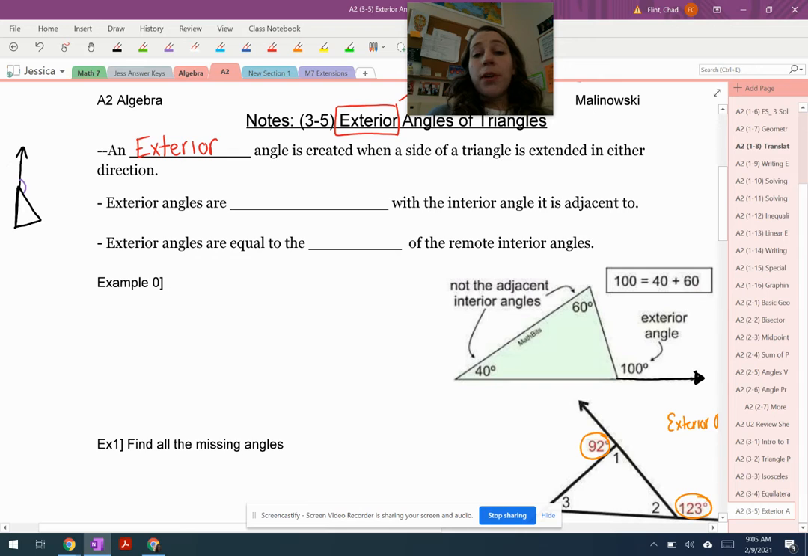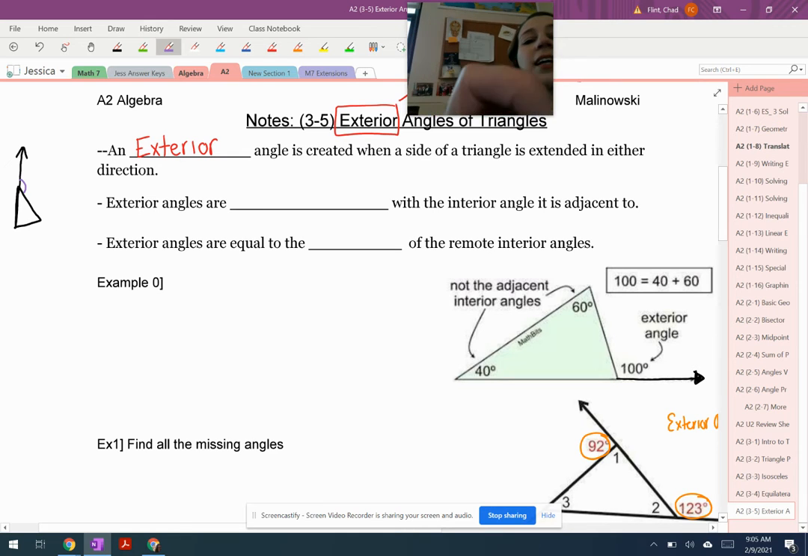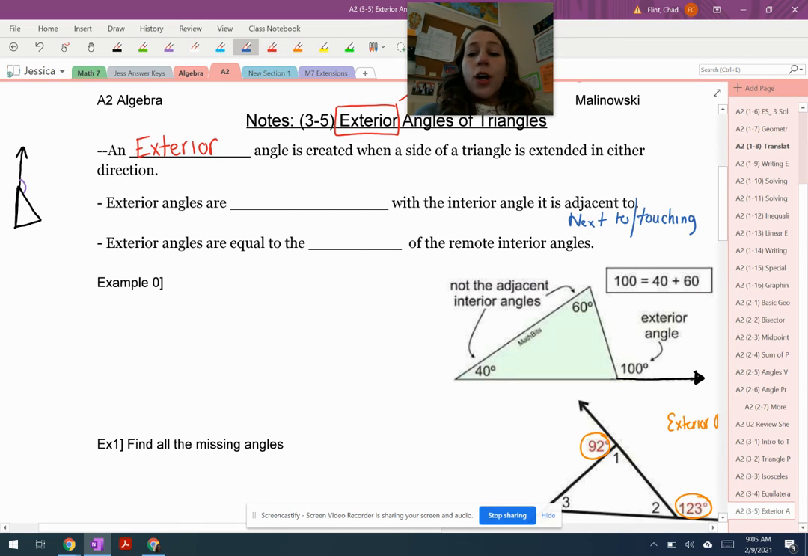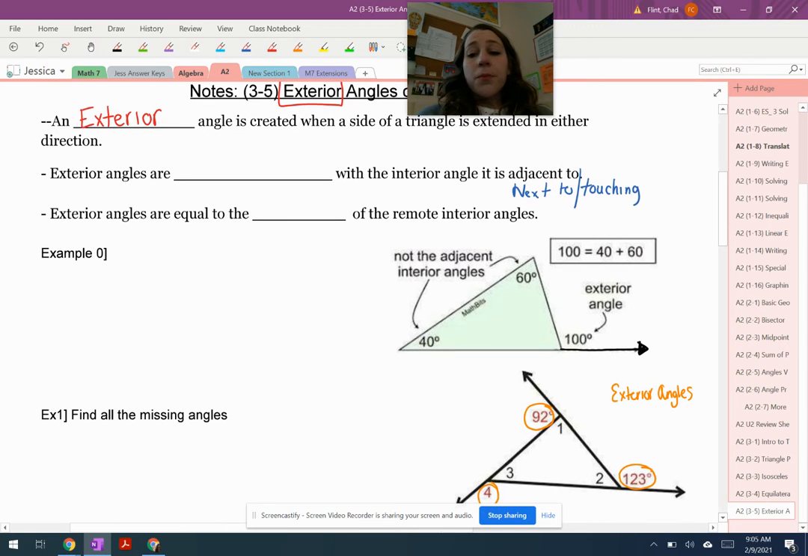Exterior angles are supplementary with the interior angle it is adjacent to. So an outside angle is something with an inside angle that it's adjacent to, and remember, adjacent just means next to. They're like touching each other. So if I go back to my diagram here, this exterior angle is touching which interior angle? It's touching this interior angle that I'm going to call angle A because we don't know it yet.